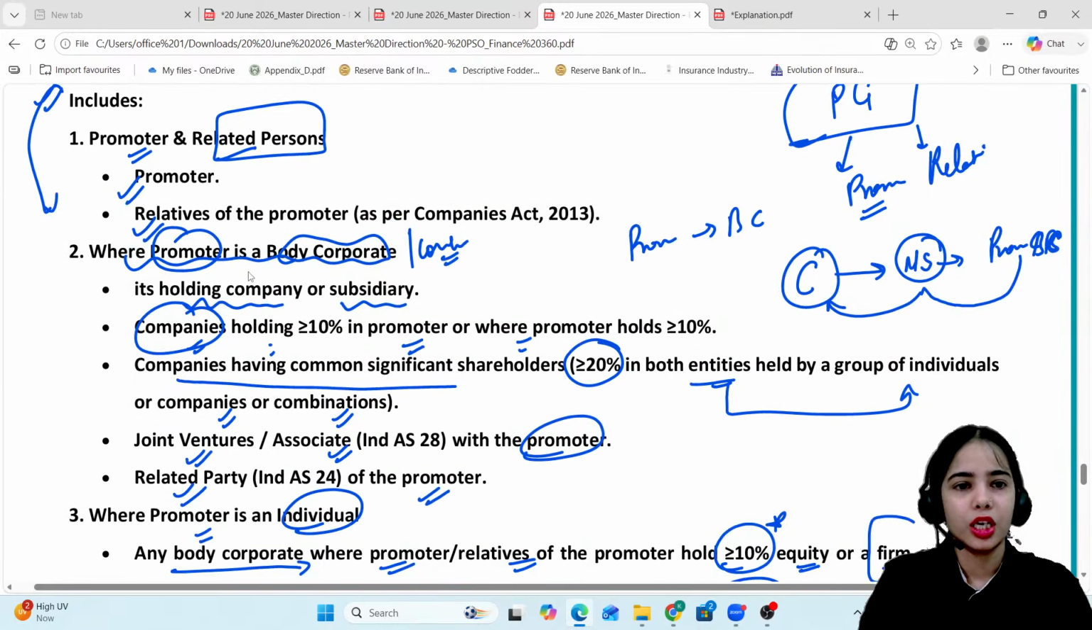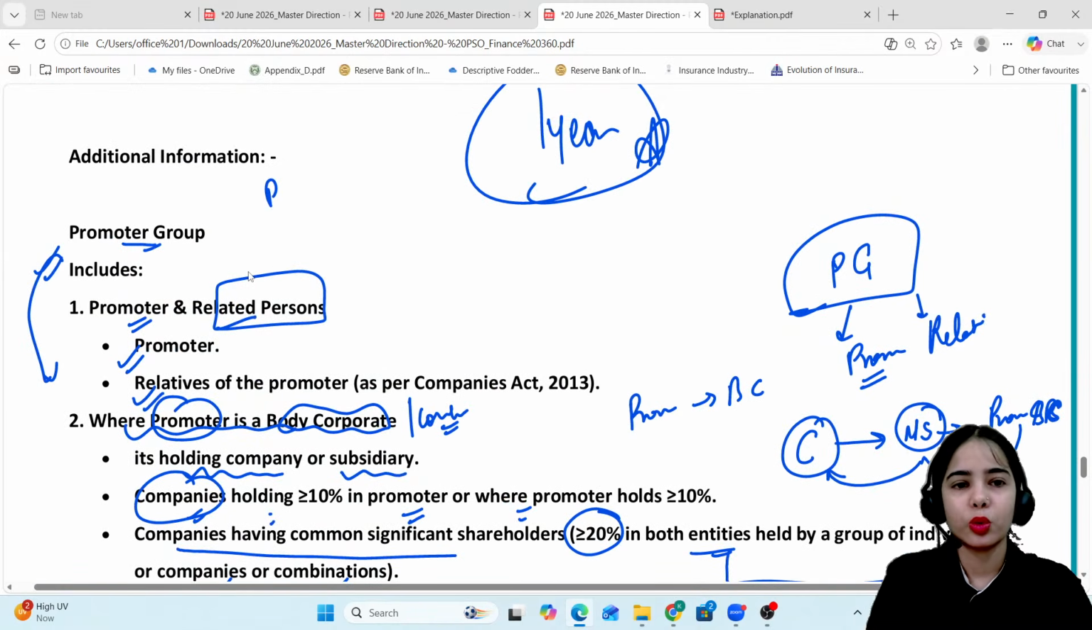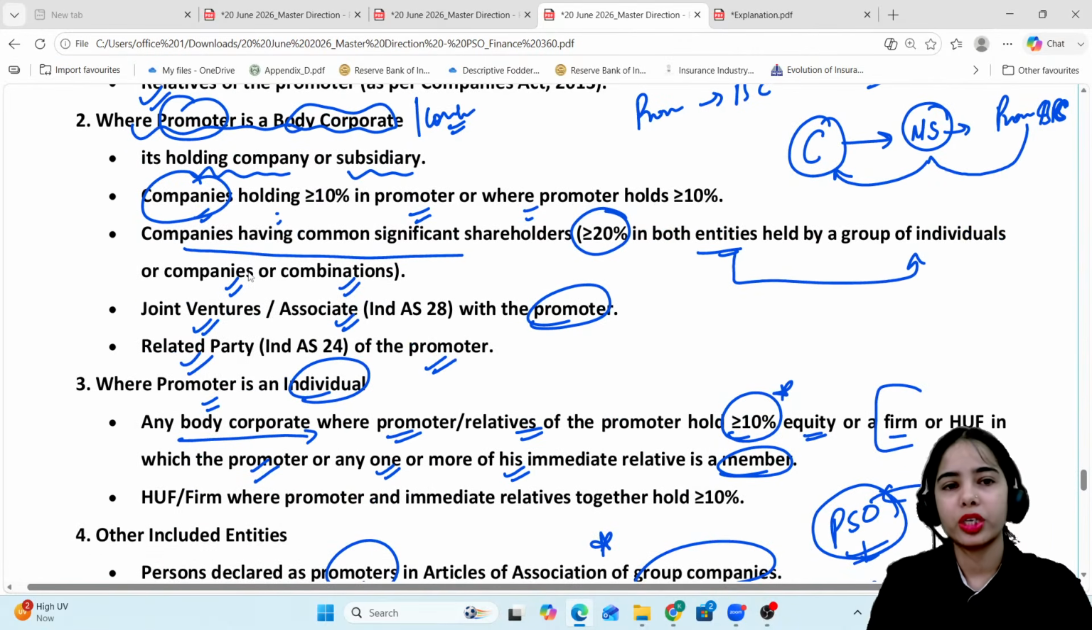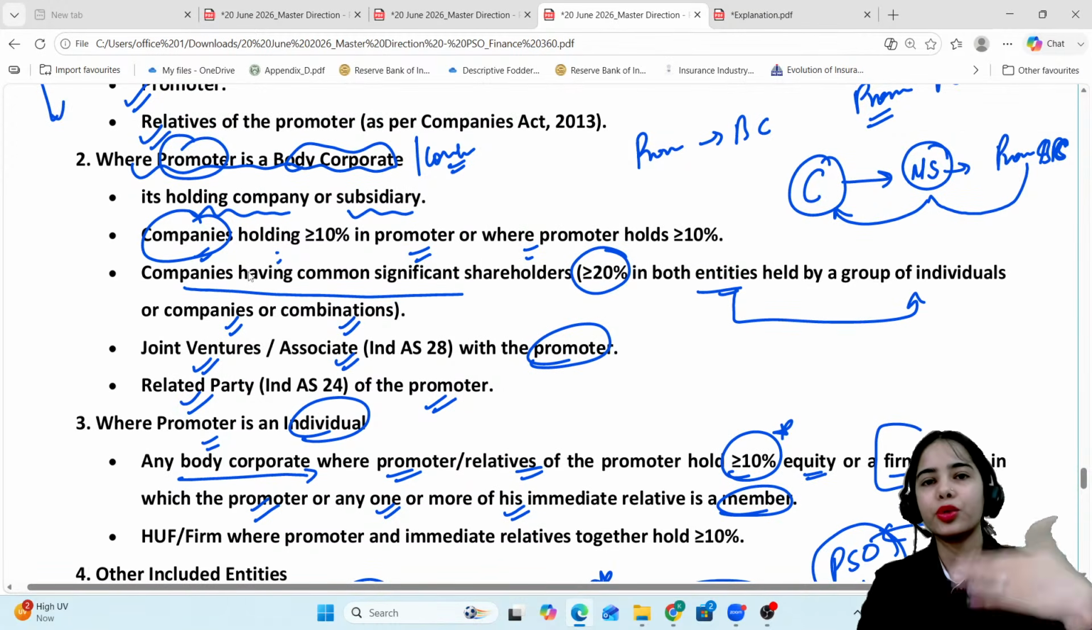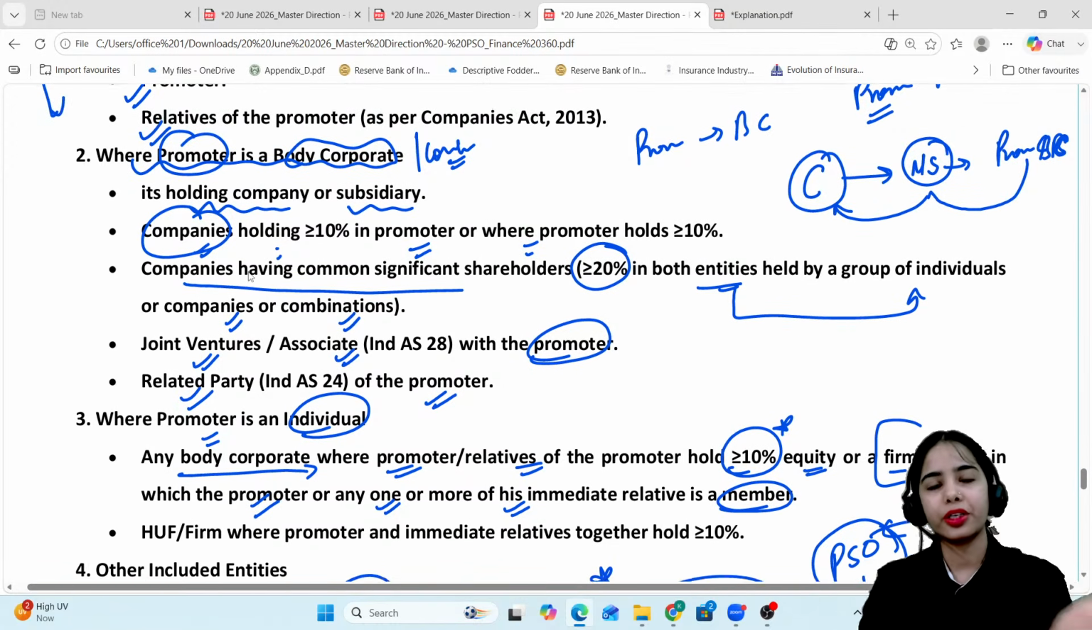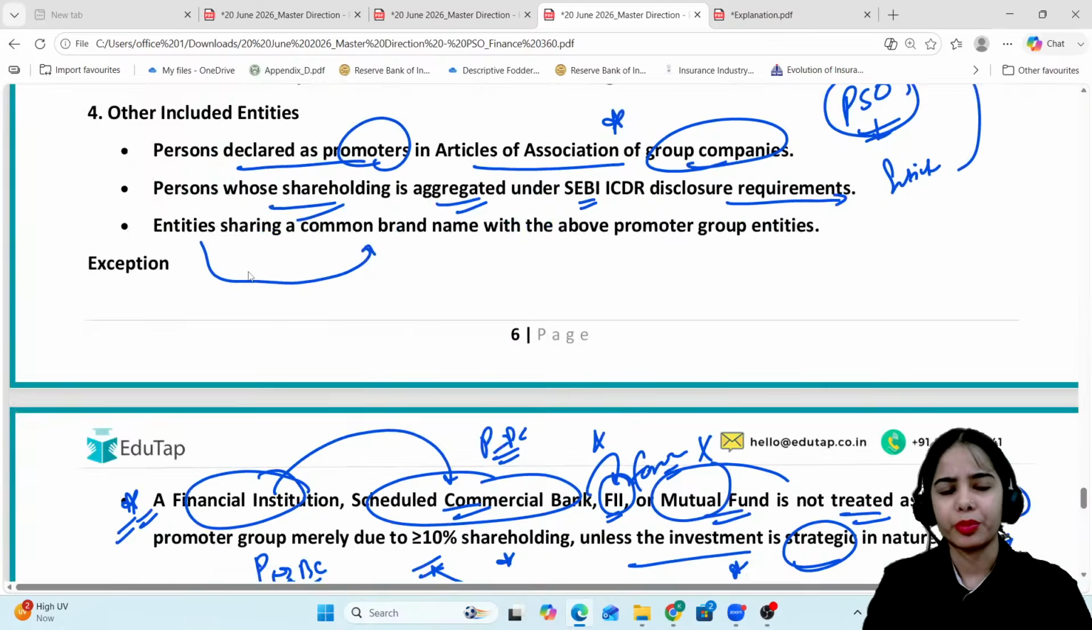So here I have also explained to you the promoter or the promoter group. A promoter can be a body corporate, a promoter can be an individual, and any entity related to the promoter, such as a body corporate related to the individual, comes under the promoter group.